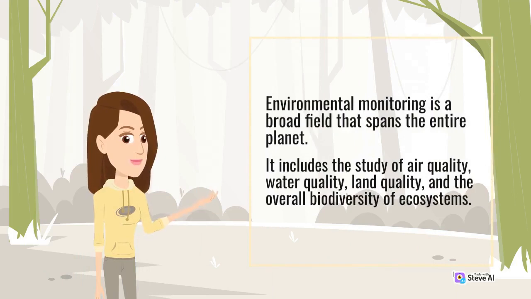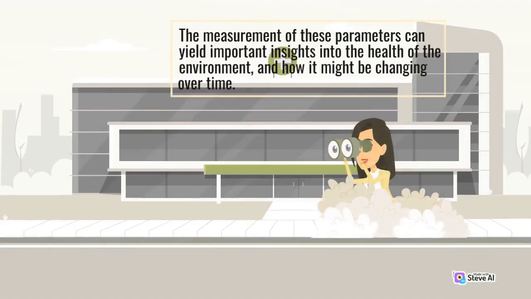Environmental monitoring is a broad field that spans the entire planet. It includes the study of air quality, water quality, land quality, and the overall biodiversity of ecosystems. The measurement of these parameters can yield important insights into the health of the environment and how it might be changing over time.